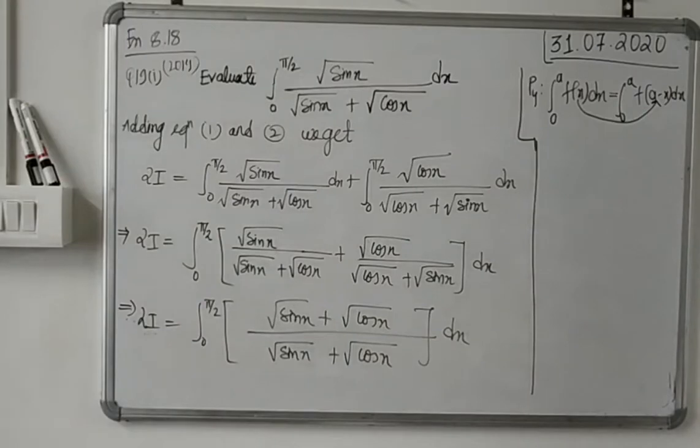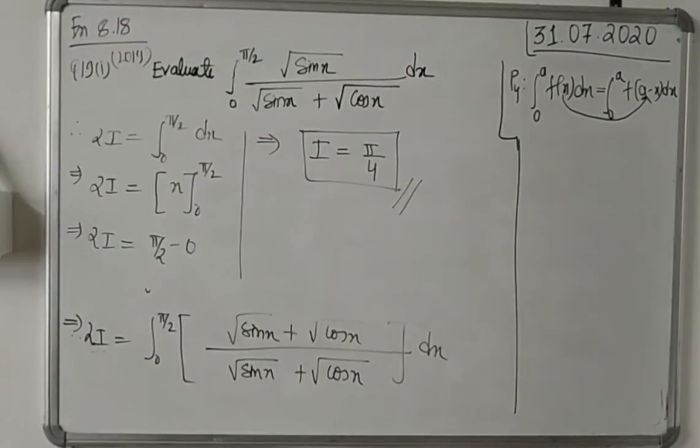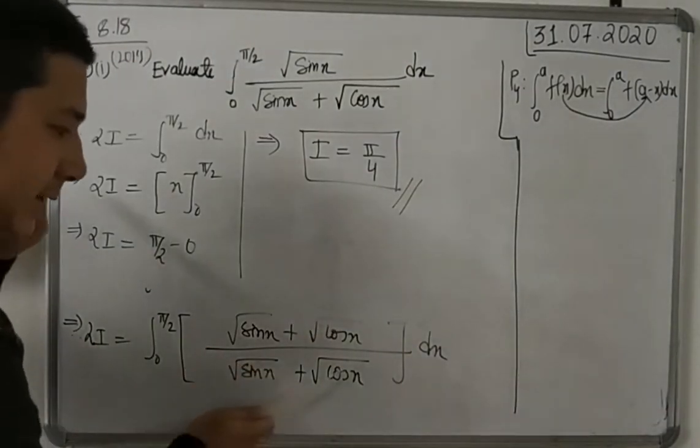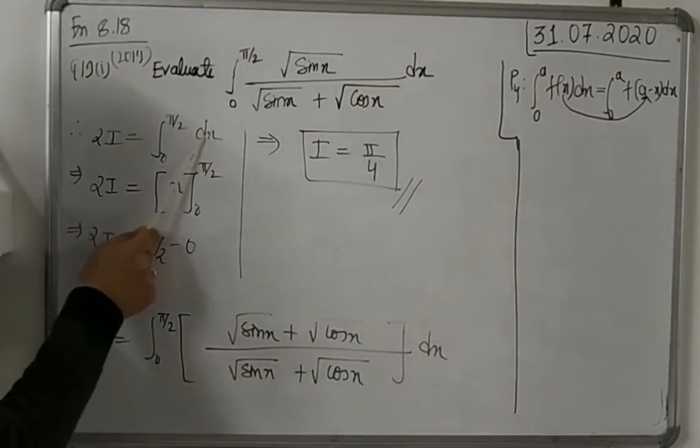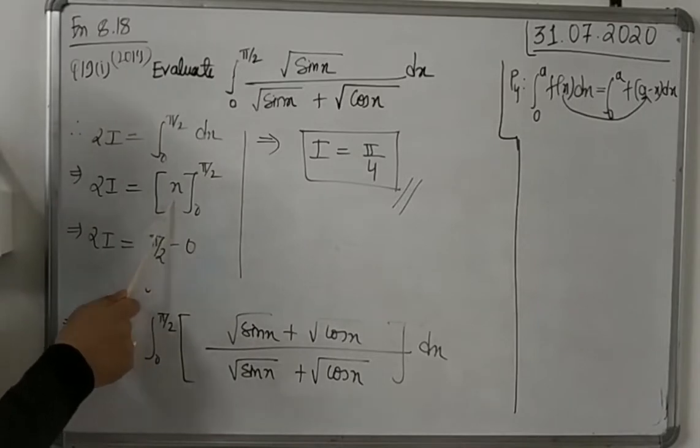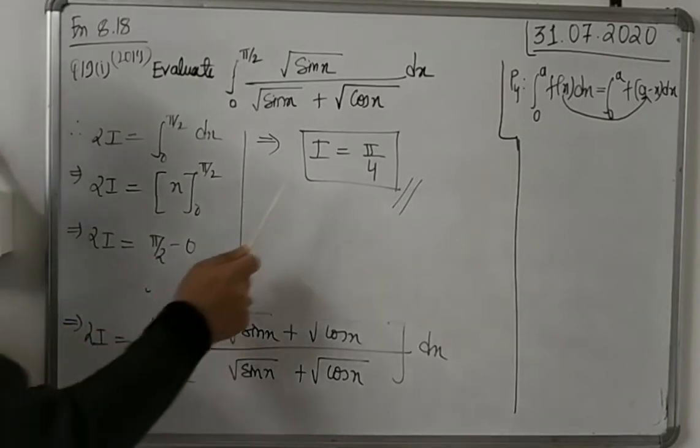Pause the video and note it down. Alright, so here this and this gets cancelled out. So what is left is 2I is equal to integration 0 to pi by 2 dx. You know, integration of dx is x, pi by 2 minus 0, so I equals pi by 4.